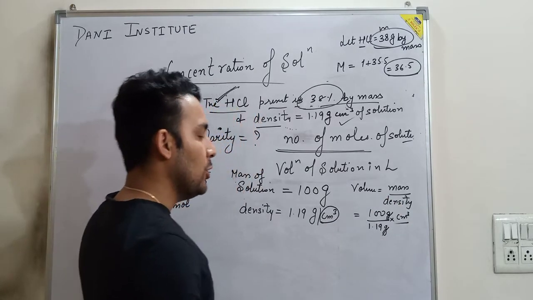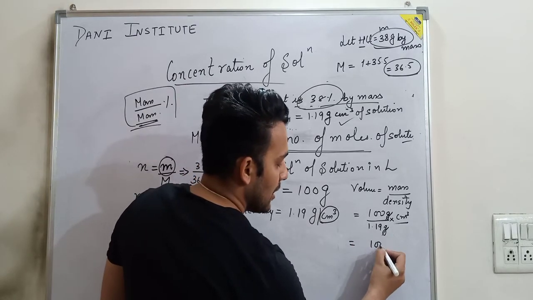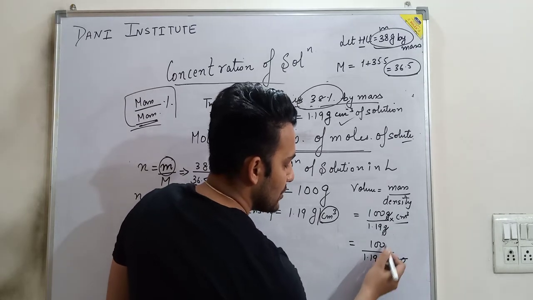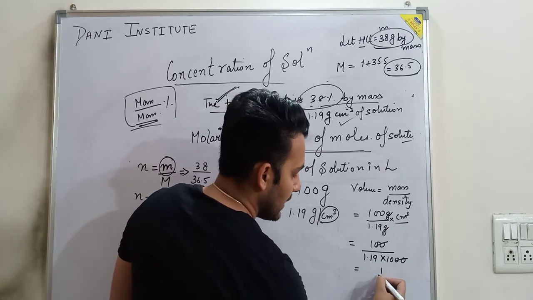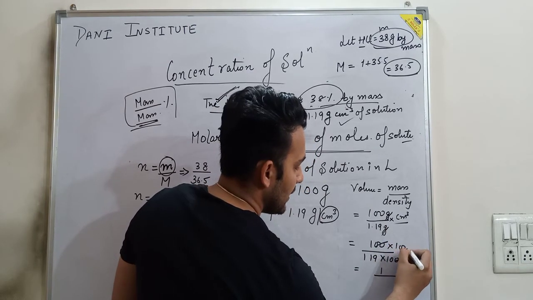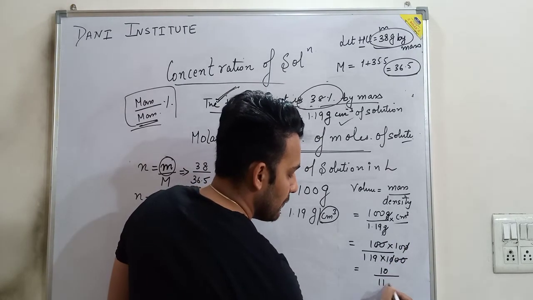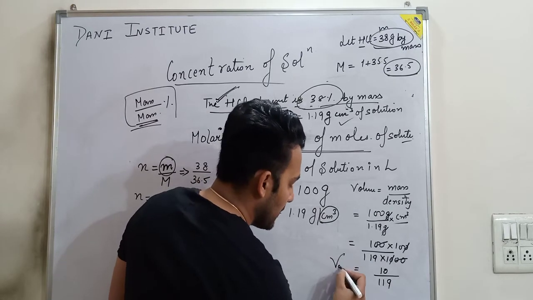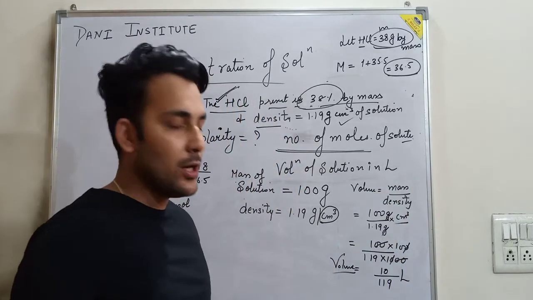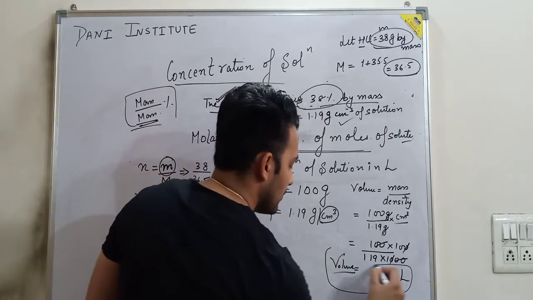Centimeter cube. So we have to convert the volume into liters. Then how can we convert it? 100 by 1.19 divided by 1000. Two zeros cancel. Now you can take this 100 in numerator, cancel this 0 with this 0. Only 10 is left, over 119. This is the volume in liters. So here we have found the volume in liters.